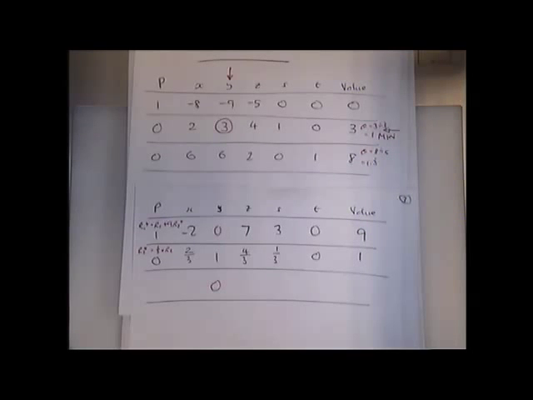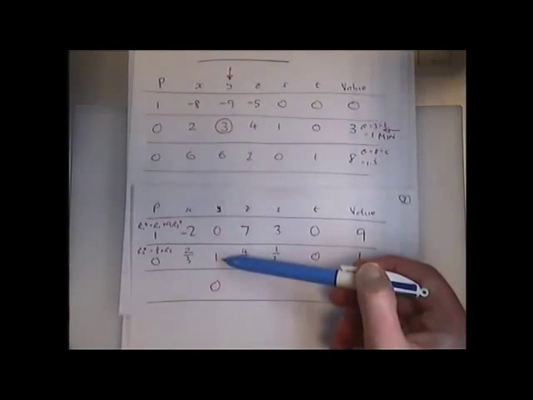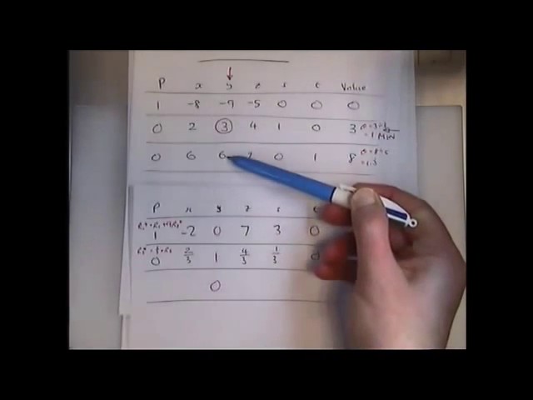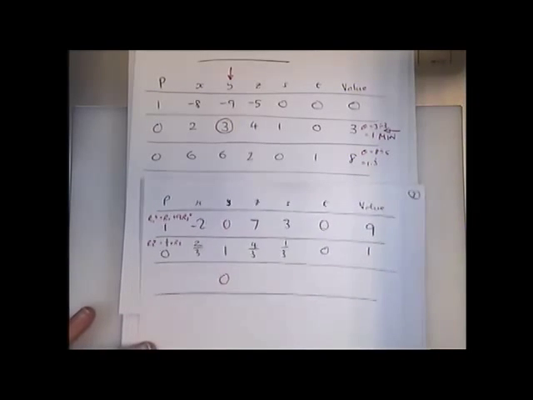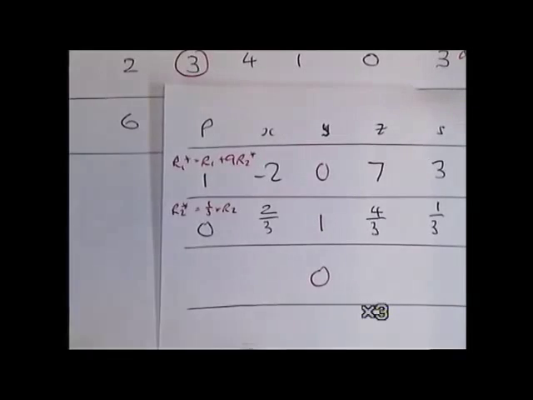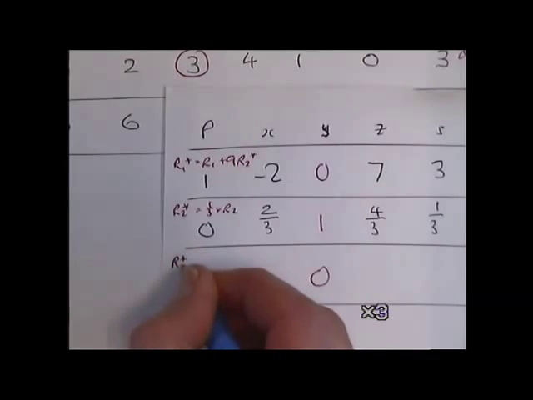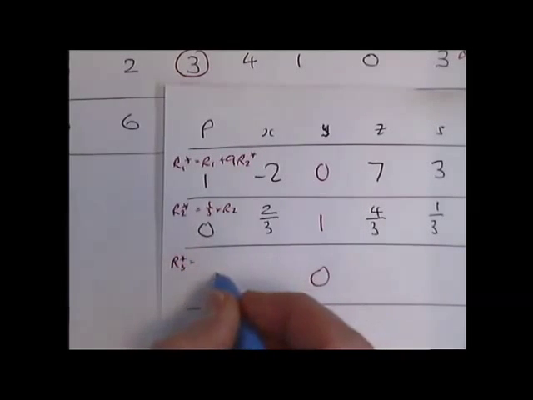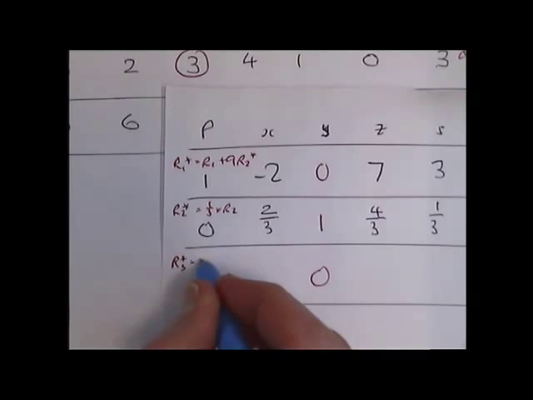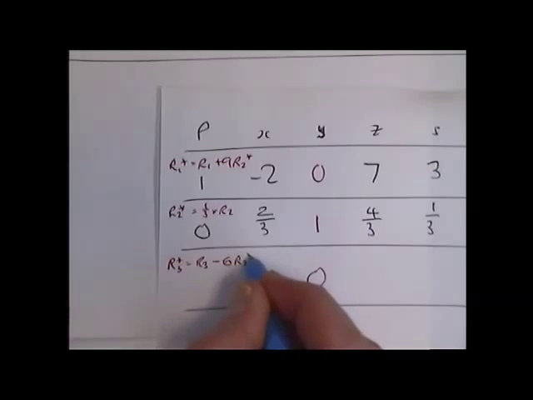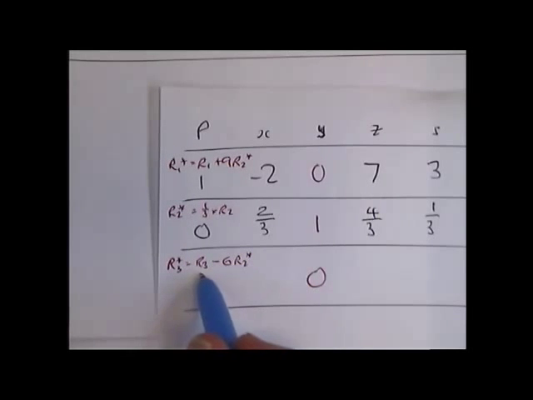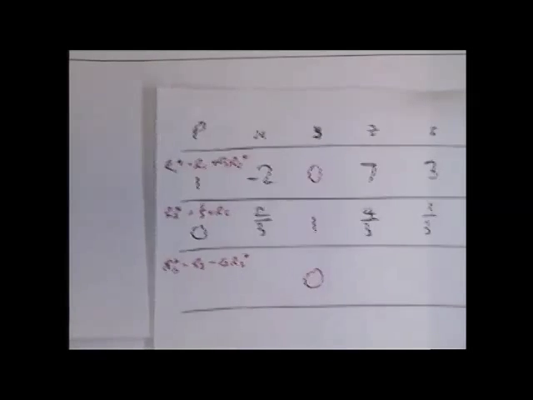Rob, the bottom row, how many of those do I add to that to make it into that? -6. -6 of them, yeah. So, Rob, can you tell me what am I going to write down here for my new row 3? New row 3 equals old row 3 minus 6 of new row 2. Yeah, that's exactly right, good. New row 3 is old row 3 minus 6 new row 2.